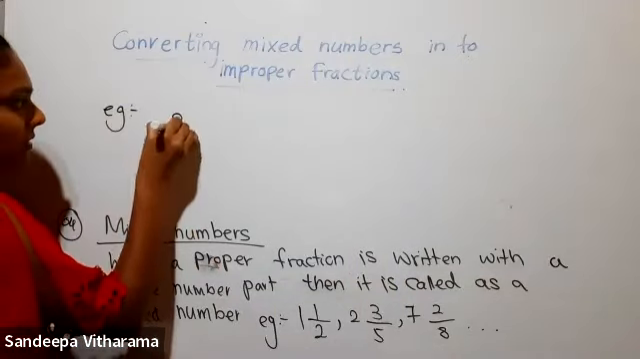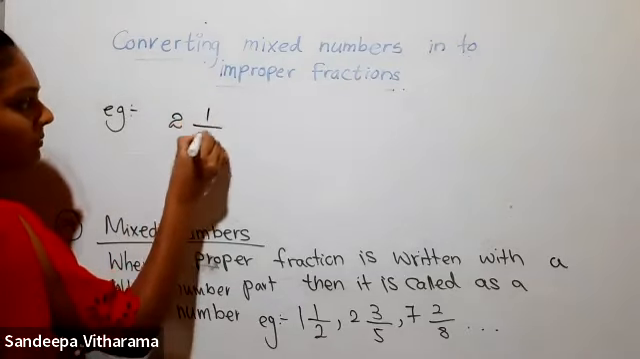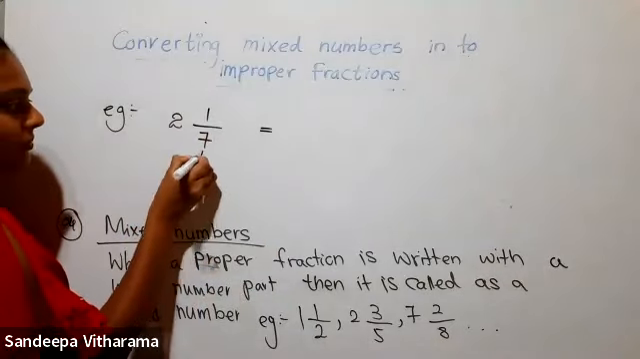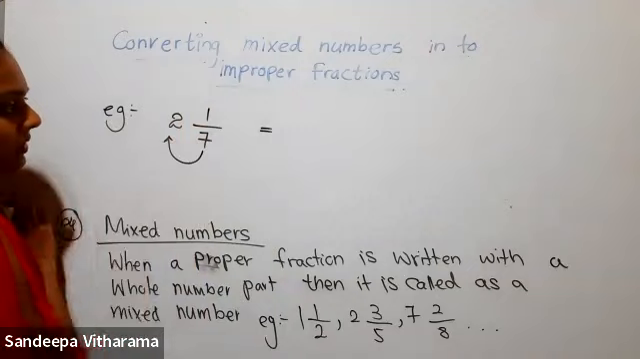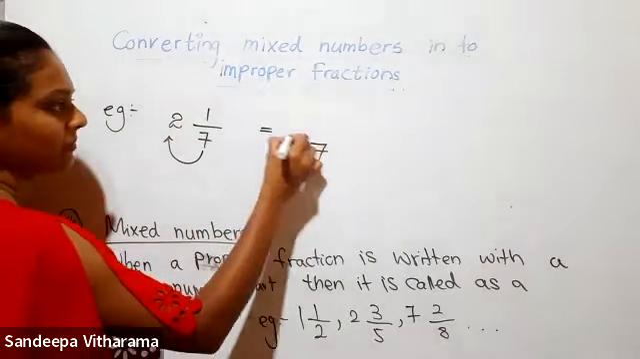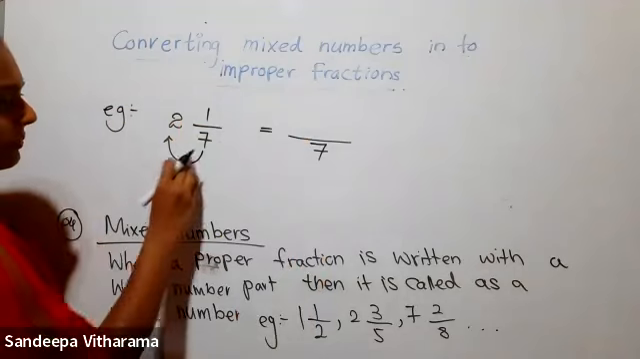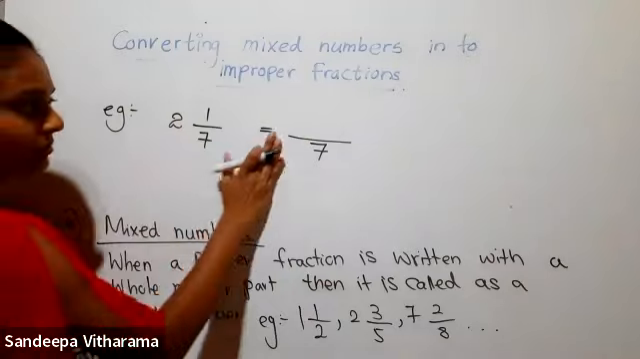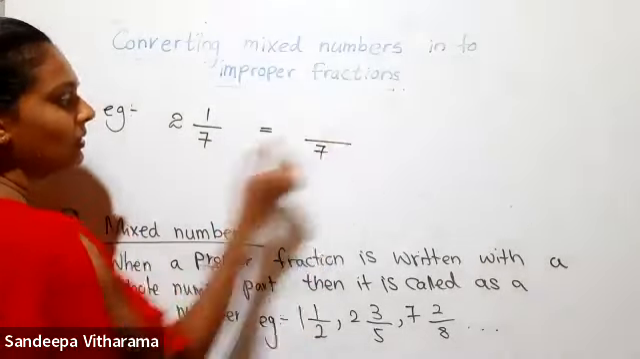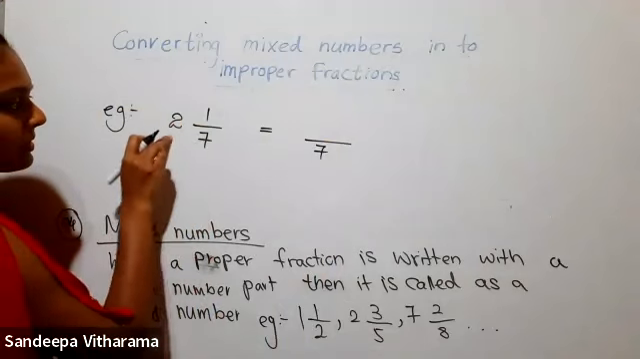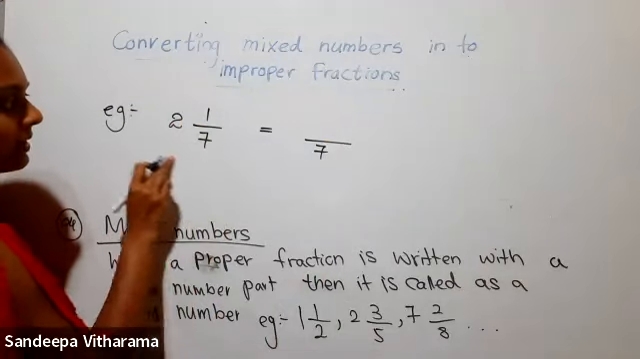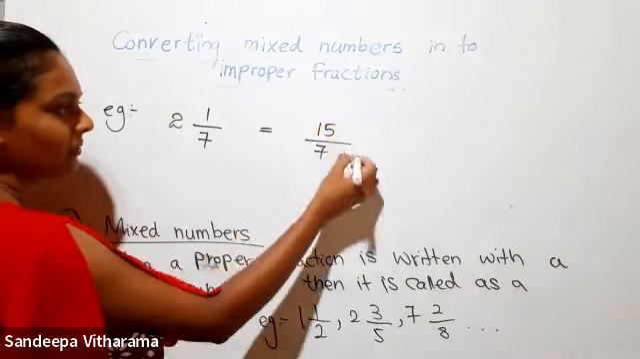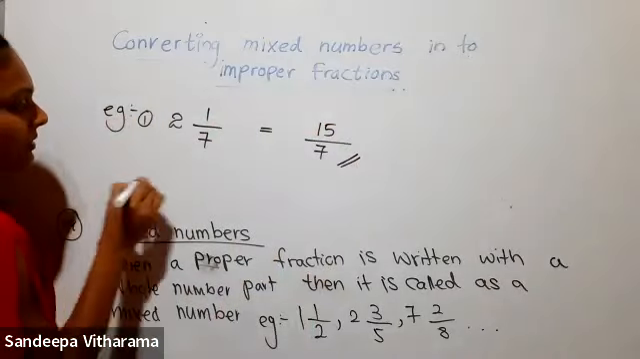First example, 2 and 1 upon 7. Then how do we do it? First of all, we multiply, no? This one and this one multiply. That means the denominator of the improper fraction is equal to the denominator of the proper fraction. Then multiply: 7 times 2, it is 14. Then 1 is added to that answer. Then 14 plus 1, it is 15. Okay, this is the first one.